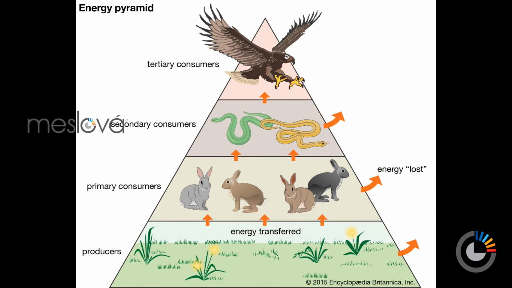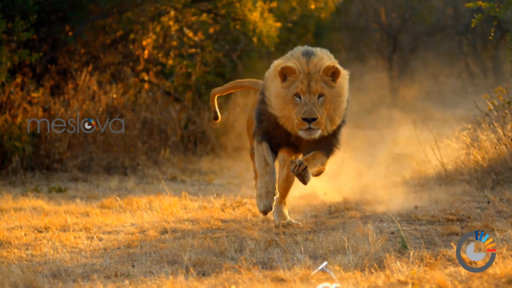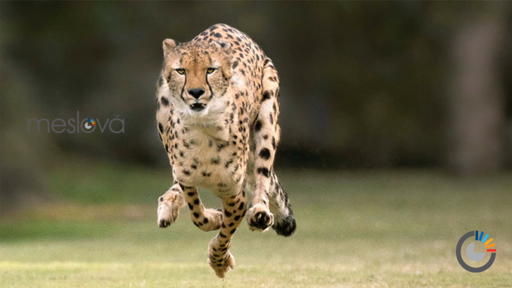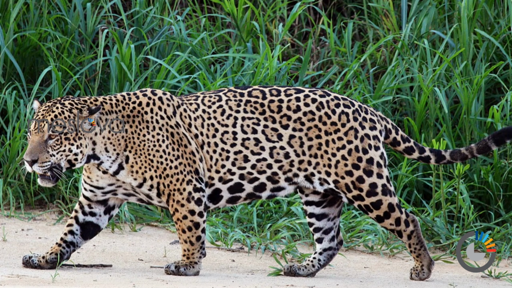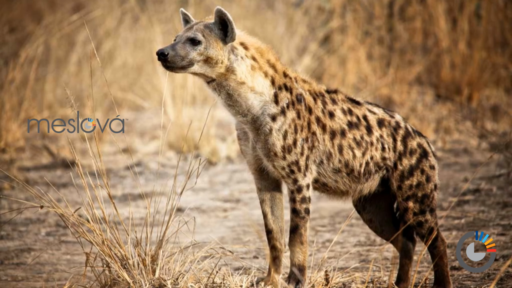The secondary consumers, which feed directly on veg eaters, that is herbivores, we call carnivores. These carnivores are also diversified in the forest ecosystem. These are like lions, tigers, cheetahs, jaguars, foxes and hyenas, etc. that may be found in the forest.